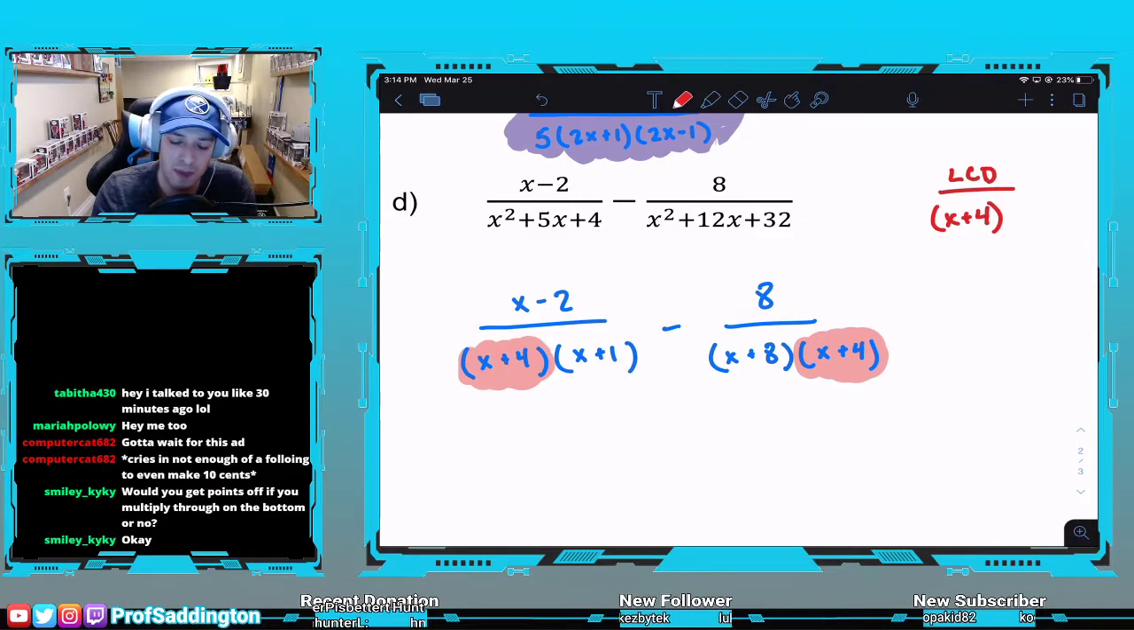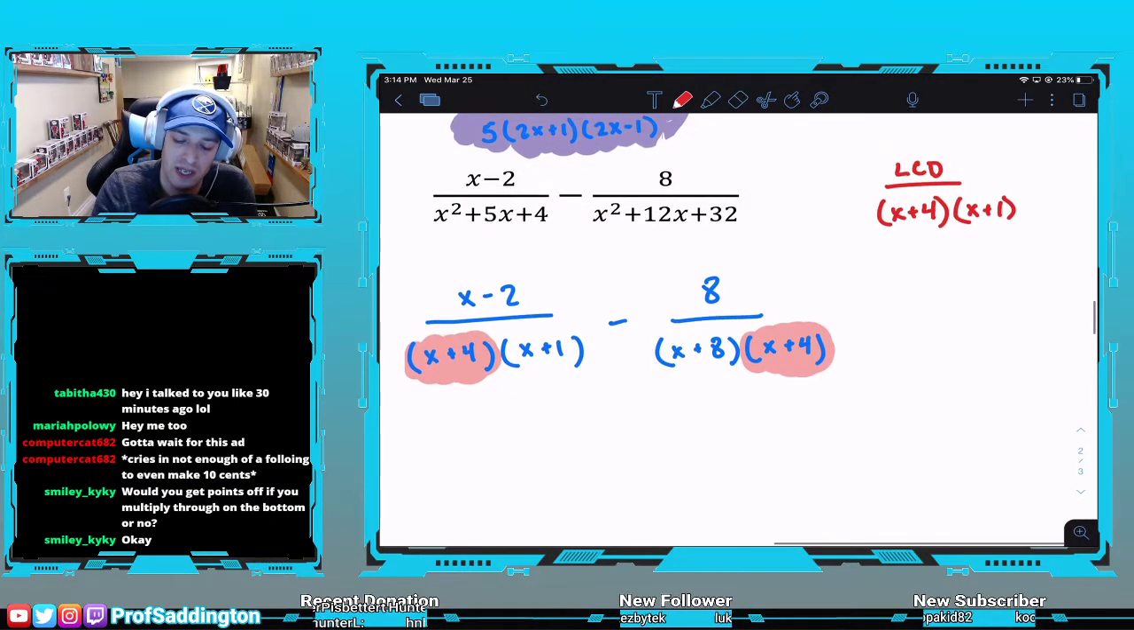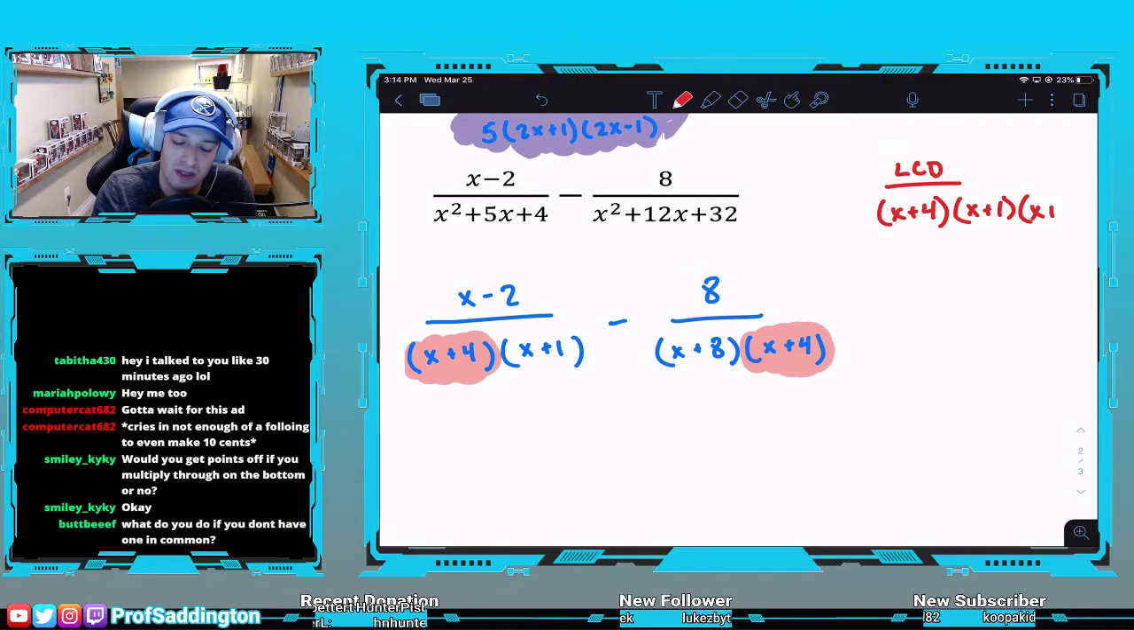From here, it might be pretty easy for you guys to see that, hey, look, this has an x plus 1, this one has an x plus 8, so that has to be the other two bubbles. So really, that's all we have to add in here. The LCD is going to be that x plus 1 and x plus 8. It doesn't matter what order you put it in.